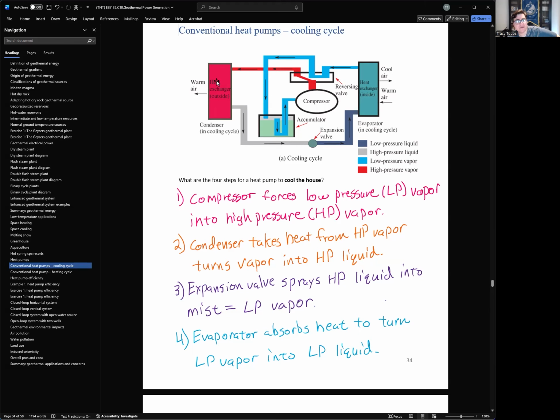As the heat leaves, the vapor will turn into liquid. Remember, just like with steam, it has a lot of energy. When you take heat out, the steam turns to liquid. Same thing here.